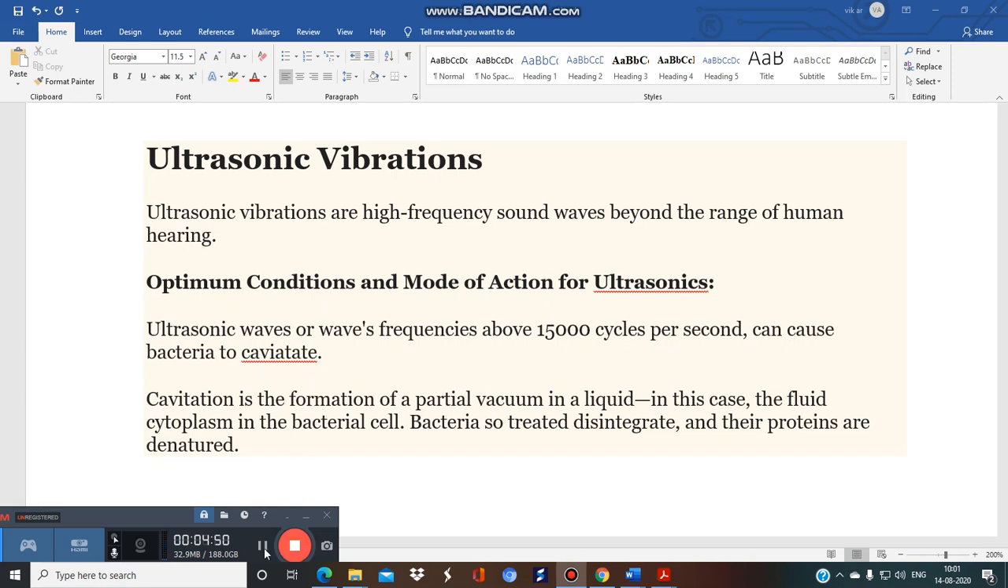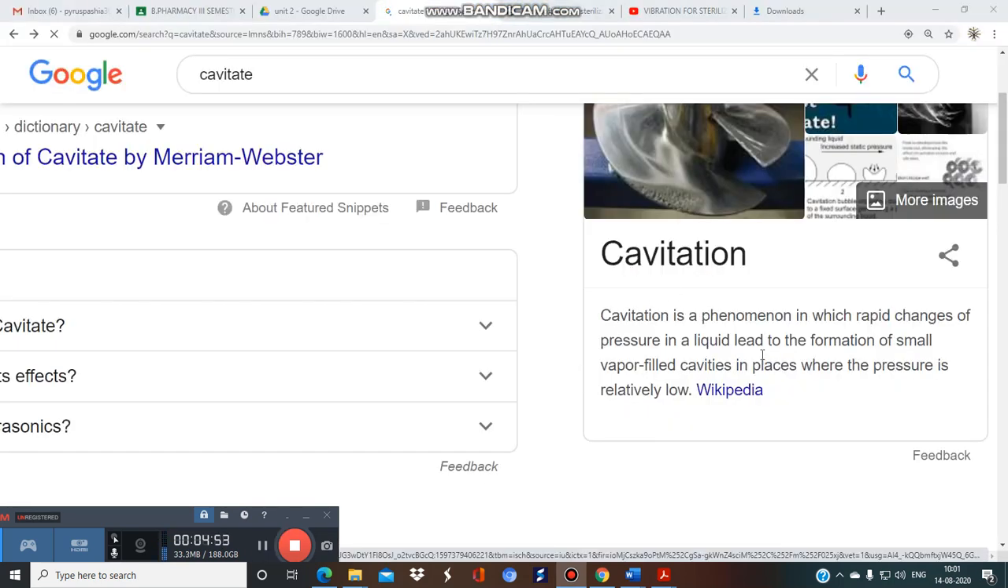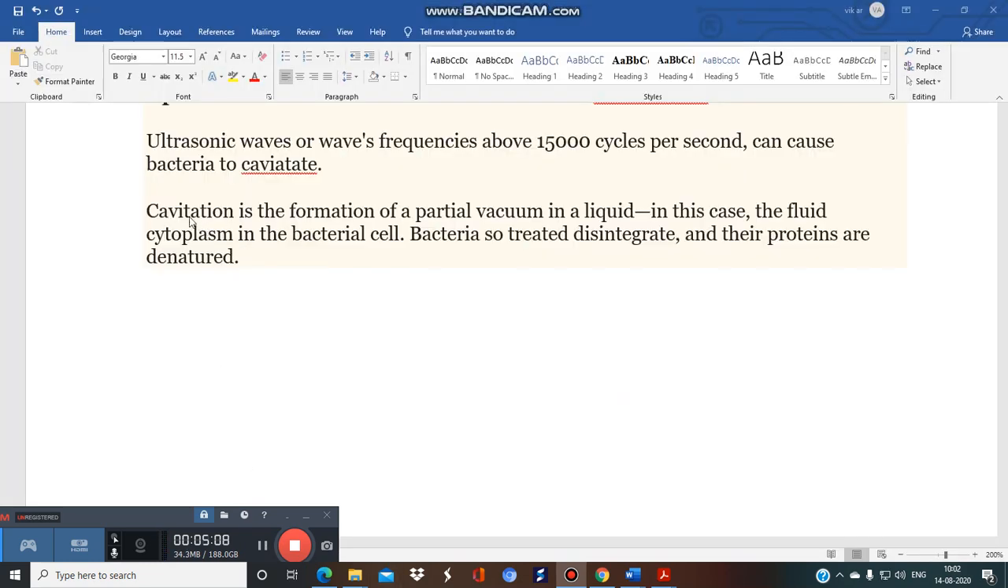So cavitation is nothing but a phenomenon in which rapid changes of pressure in a liquid lead to the formation of small vapor filled cavities in the places where pressure is relatively low. So see again, cavitation is nothing but the formation of partial vacuum in a liquid, and particularly in this case the fluid cytoplasm in a bacterial cell. So this results in the disintegration of the bacteria and the denaturation of the bacterial protein. So ultimately sterilization is achieved.